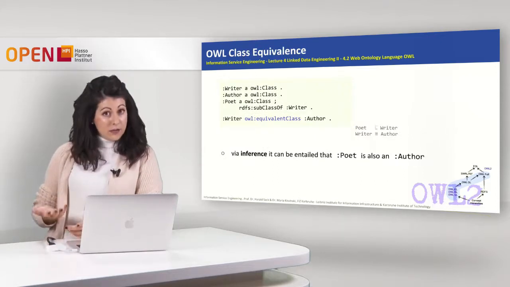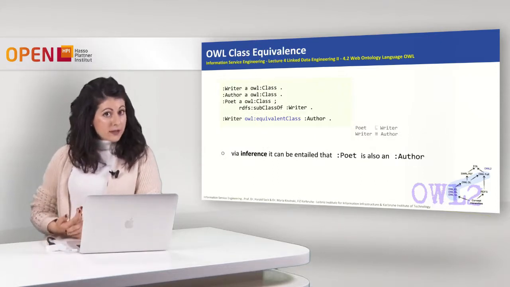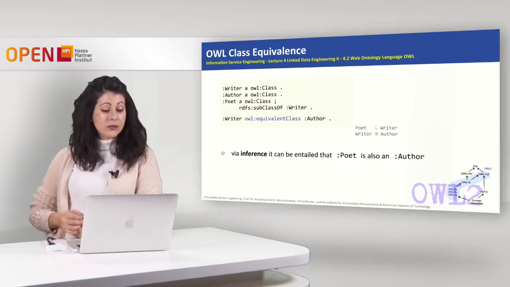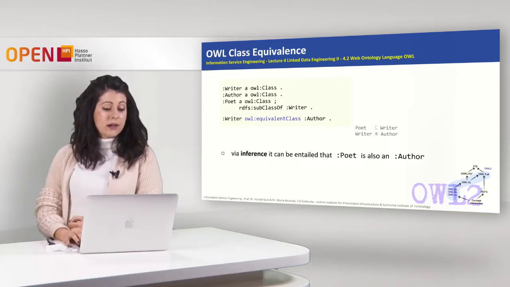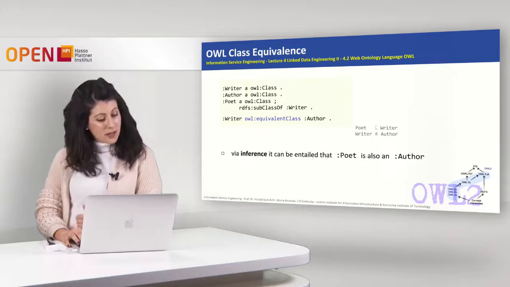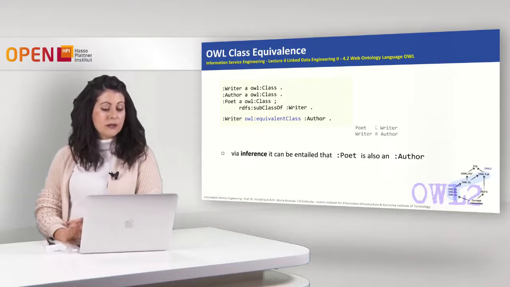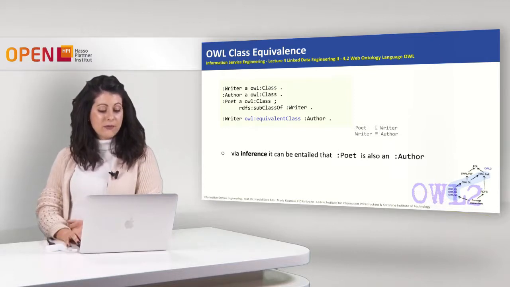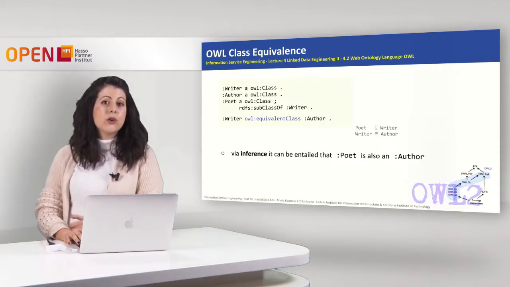Apart from disjointness, we also have equivalences here. So if we want to denote that two classes are equivalent, we use the OWL equivalent class. So here we say that writer is of type class, author is of type class, poet is of type class and subclass of writer, and we denote that writer is equivalent to author. So if we follow again the inferences here that come after the hierarchies and the OWL equivalent class, we can denote that poet is also an author.